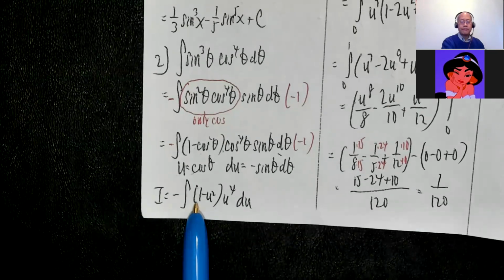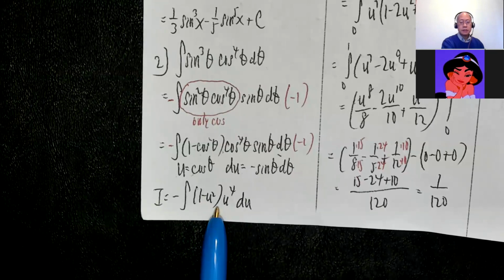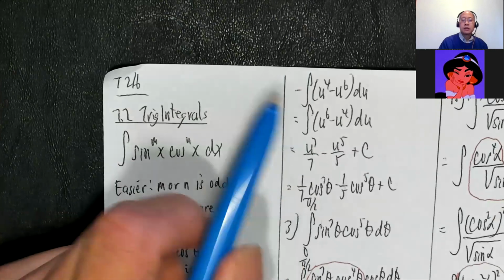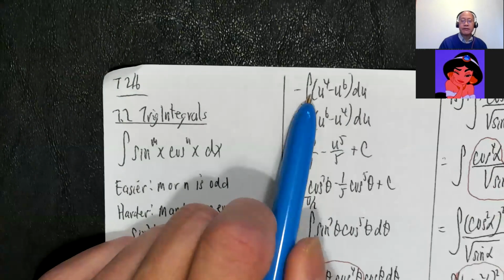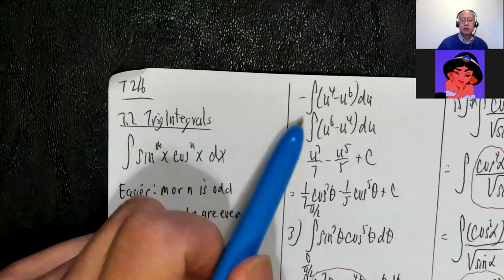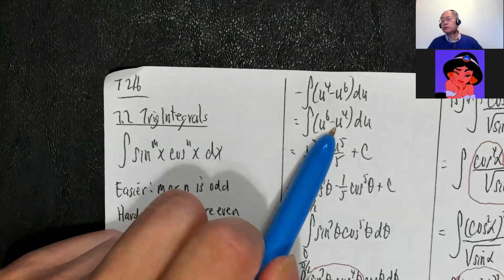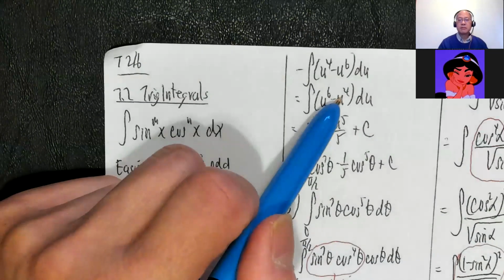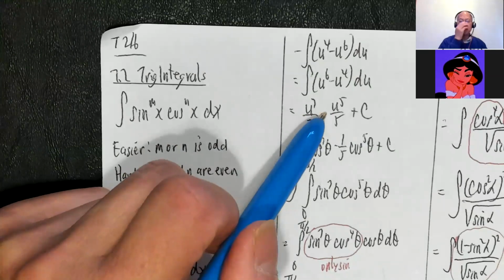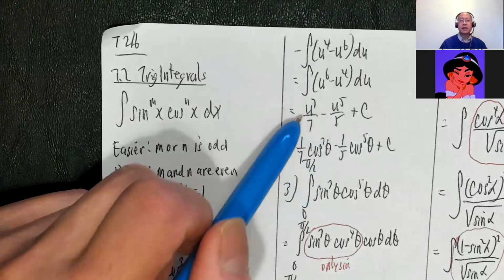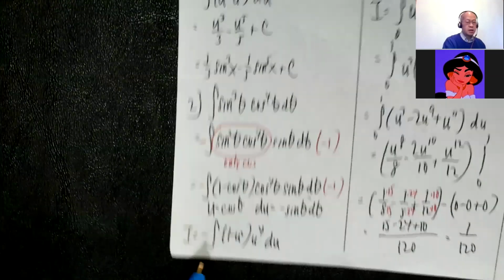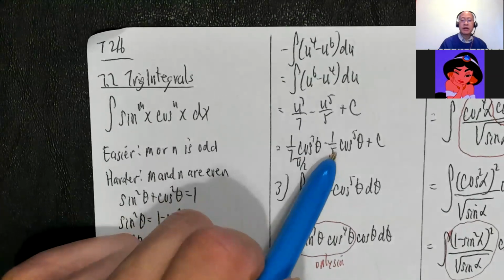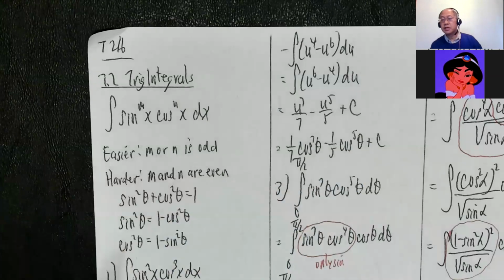Okay, that's gonna become what, u to the fourth minus u to the sixth? And there's still a negative in front, distribute the negative back in. We call it the negative of a minus b. You just turn them around, b minus a. So switch it back to u to the sixth minus u to the fourth. And there we go. Okay, that pretty much does it. So u to the seventh over seven minus u to the fifth over five plus c. Last step, change u back. What was u originally? Cosine theta. So 1/7 cosine to the seventh theta minus 1/5 cosine to the fifth theta plus c. Final answer.